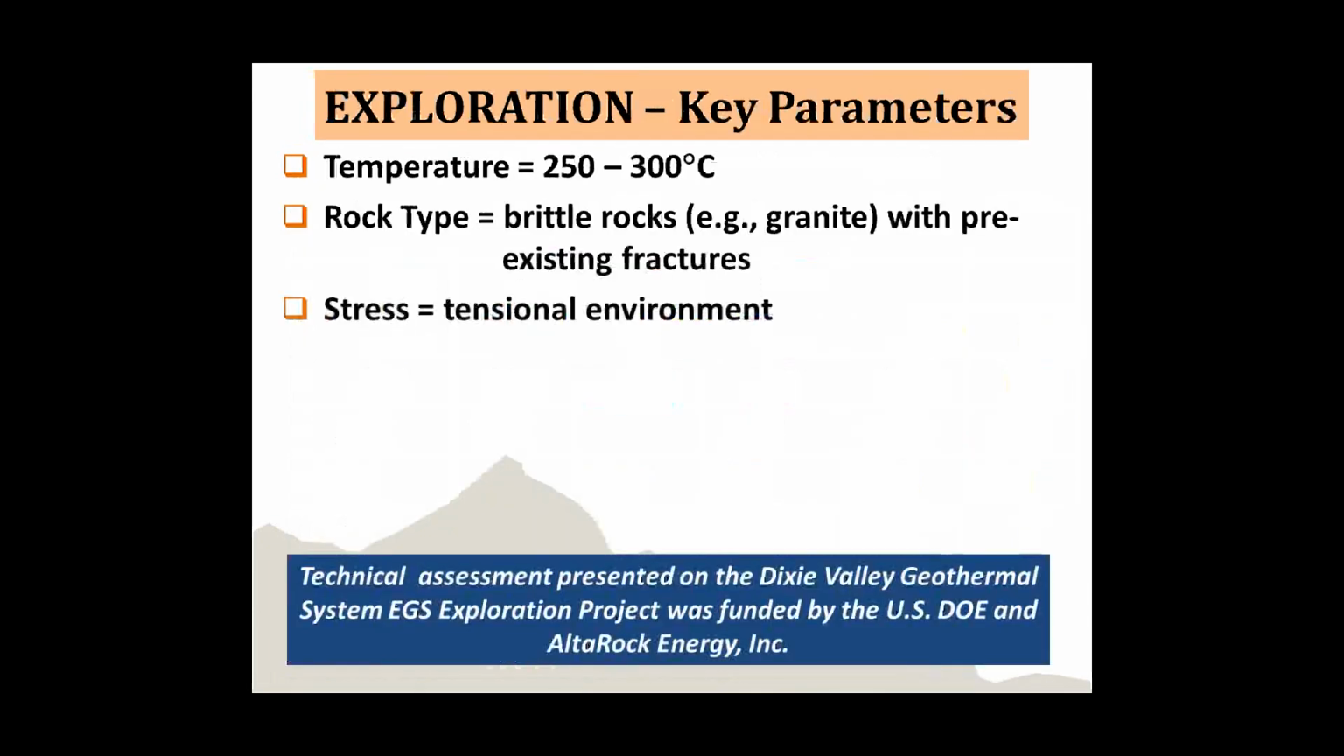Okay, for EGS exploration, the key parameters from the point of view of Ultra-Rock are temperature, rock type, and stress. Ideally, we like to see temperatures between 250 and 300 degrees C. For rock type, we like to see brittle rocks, for example, granite with pre-existing fractures. And the stress regime that we're looking for is a tensional environment. I should point out that the technical work presented in this presentation on the Dixie Valley Geothermal System and EGS Exploration Project was funded both by the DOE and Ultra-Rock Energy.